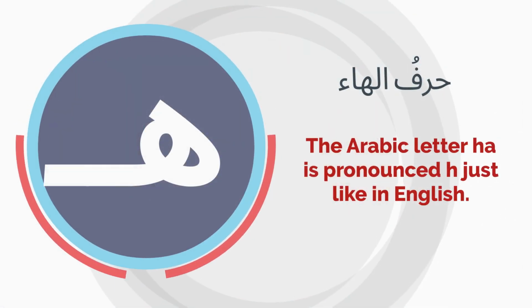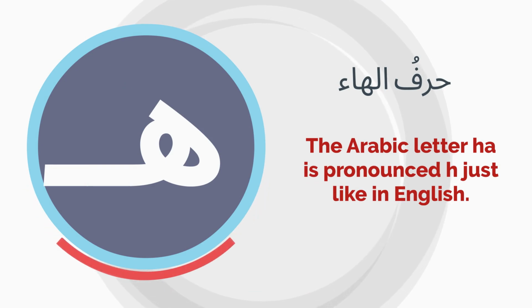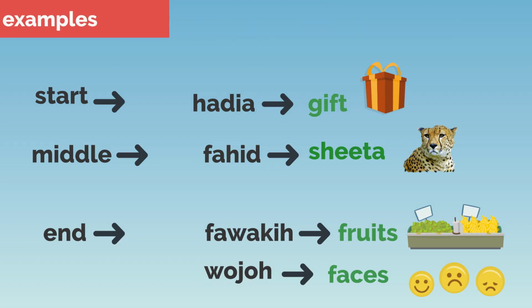حرف الهاء. As you can see here, there is a different form of حرف الهاء when it comes isolated and when it connects to the other letters from the right side or left or both sides. Let's see some examples here.